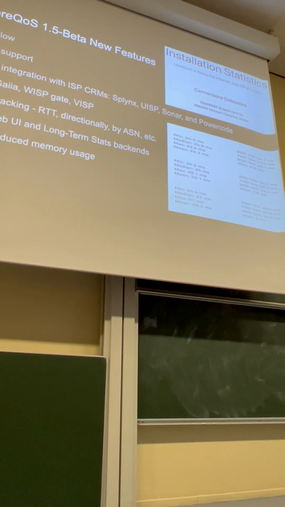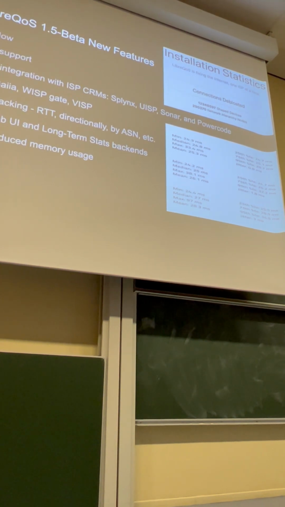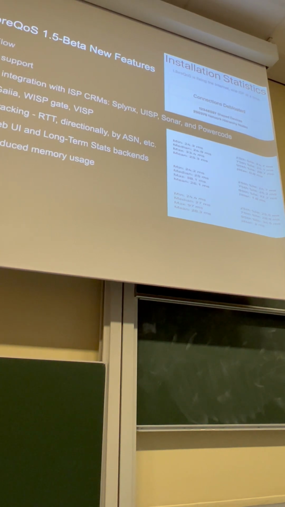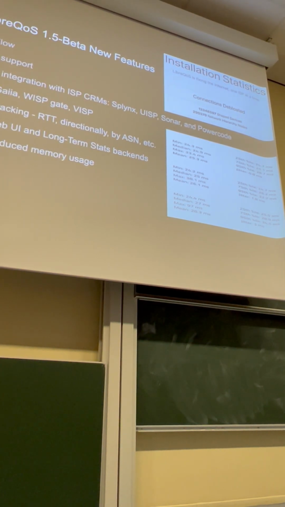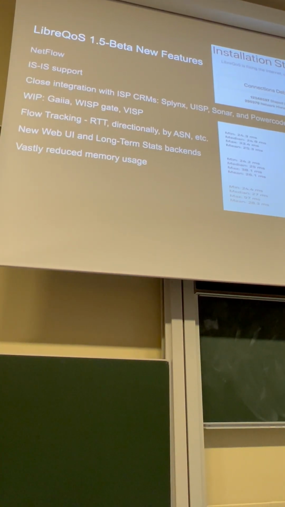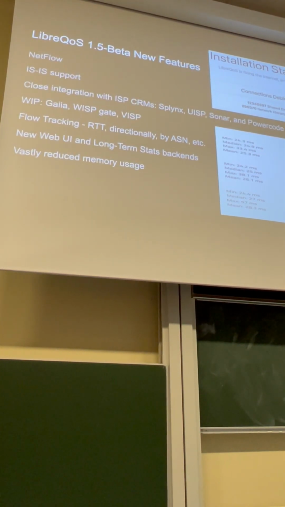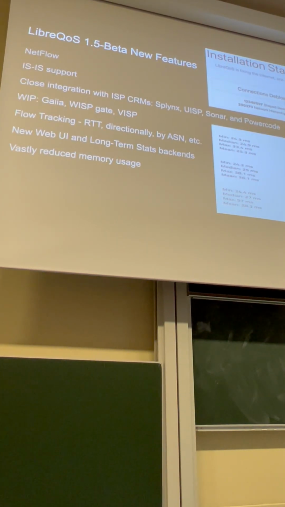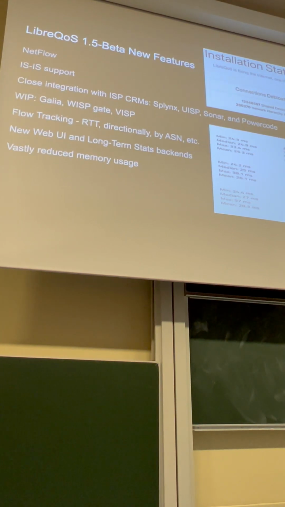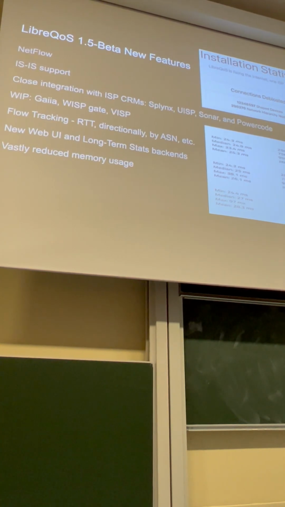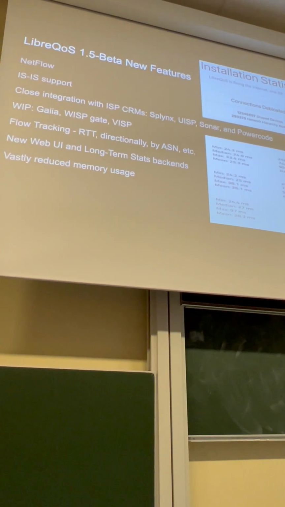So we have NetFlow, IS-IS. If you have a question in mind about how we integrate with ISPs, we are integrating with CRM or NMS solutions. So there is Splynx, that's a really well-known company in this world. UISP is a free product from Ubiquiti Networks, a really good one. They have probably the best mapping of the network topology of an ISP. Others are Sonar and Powercode.